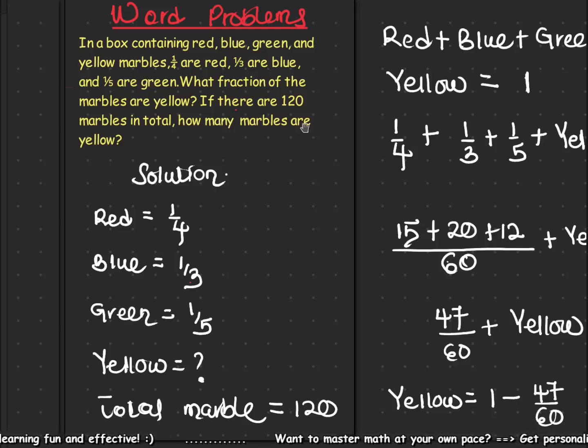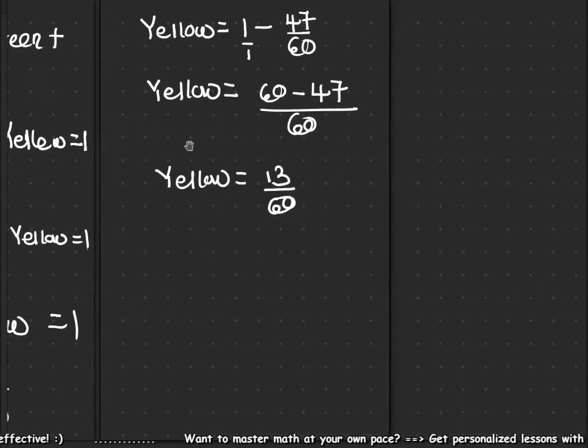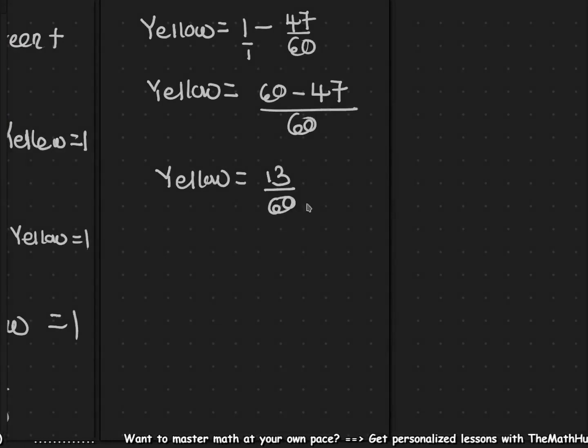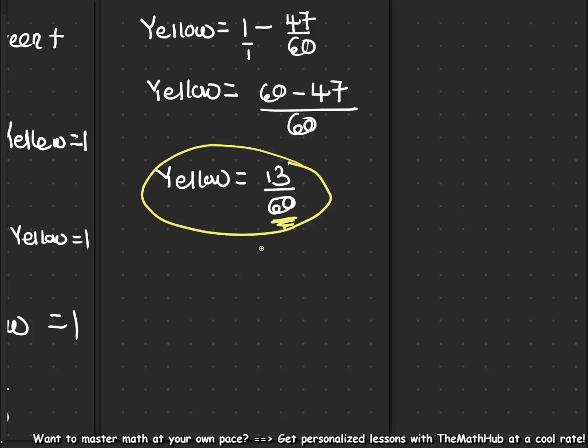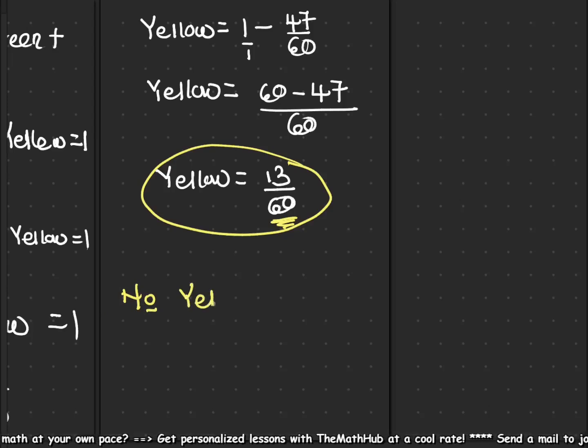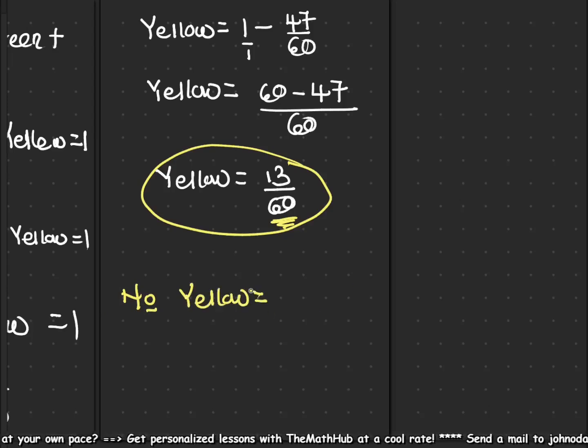Now the question says, if there are 120 marbles, how many marbles are yellow? We are taking that also from what we have solved over here. We know that in terms of fraction, the yellow marbles make up 13 over 60. So if you want the actual number of yellow, then we are going to multiply the fraction of yellow by the total number of marbles.